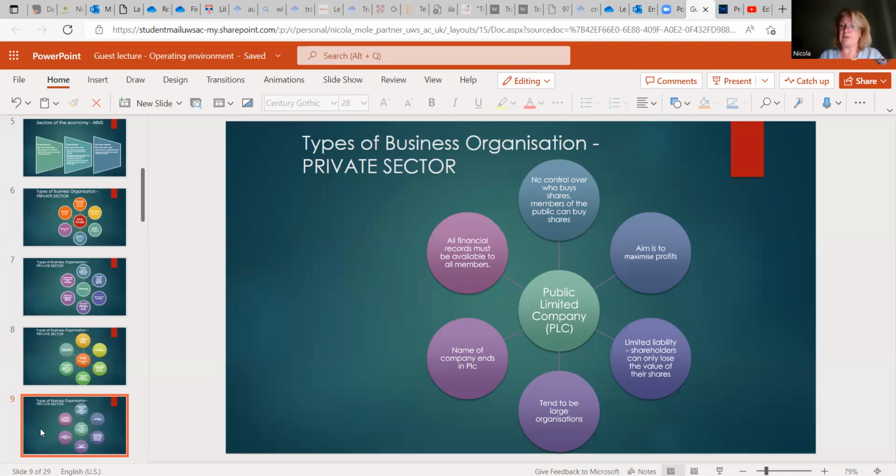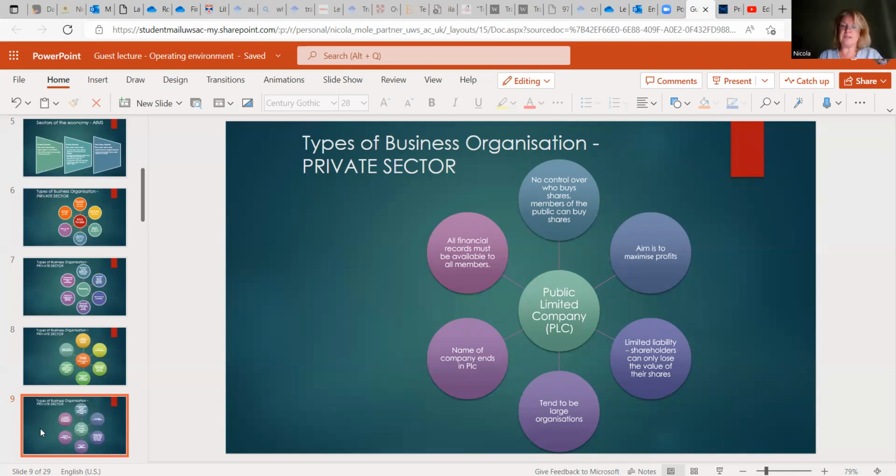Like all other company structures, the aim is to maximise profits. And there is limited liability. So the shareholders of the company can only lose the value of their shares. So if you invest £1,000 worth of shares and the company goes bankrupt, you will only lose that £1,000. You're not going to lose all your assets.